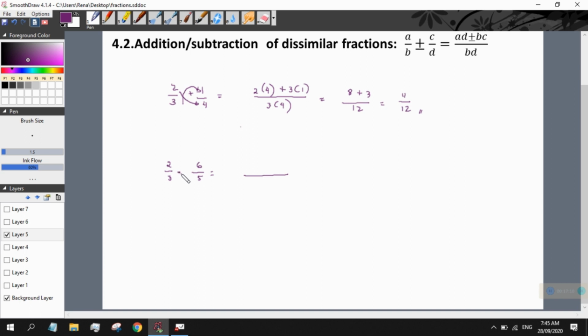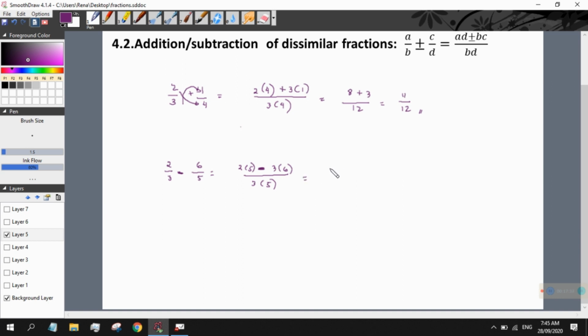Multiplied. Minus. 2 over 3 minus 6 over 5. For the denominator, we have 3 times 5, the product of the two denominators. And then let's put the subtraction operation here so you don't get confused. For the values to be subtracted, we have 2 times 5 and 3 times 6.